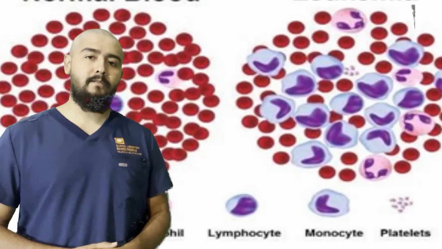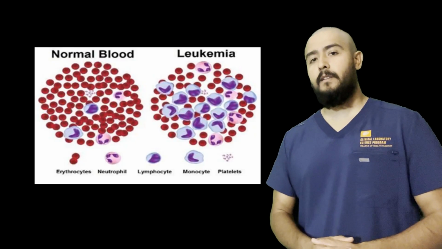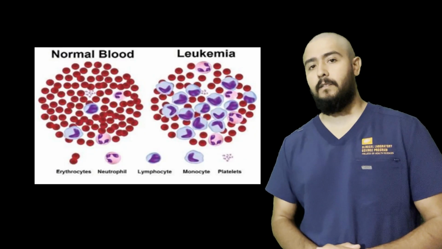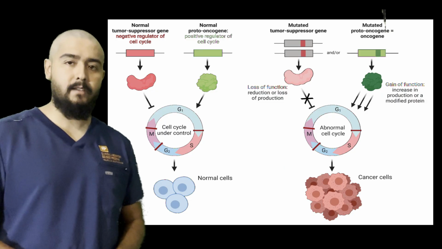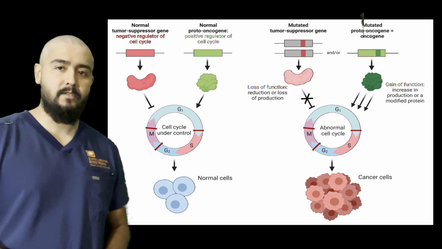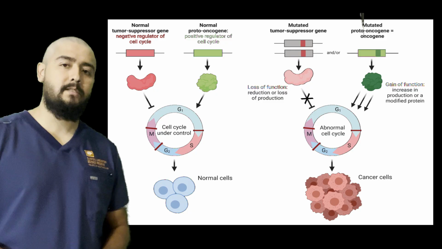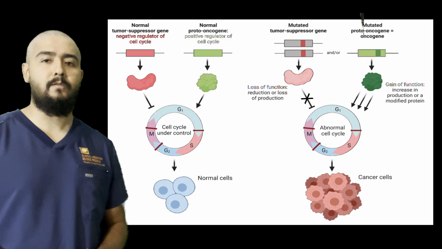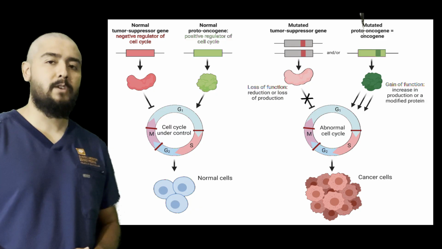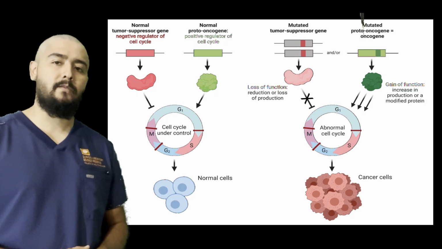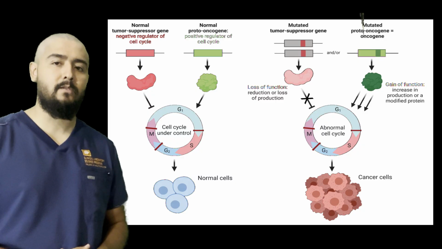Now we're going to get into malignancies. Leukemia is a cancer of the bone marrow, causing uncontrolled proliferation of white blood cells. There are 2 ways to get cancer. The first way is through the activation of oncogenes. These are genes that cause cells to divide uncontrollably. The other way to get cancer is through the loss of tumor suppressor genes. It's essentially you're losing the brakes to stop cell proliferation, so your cells could divide uncontrollably.